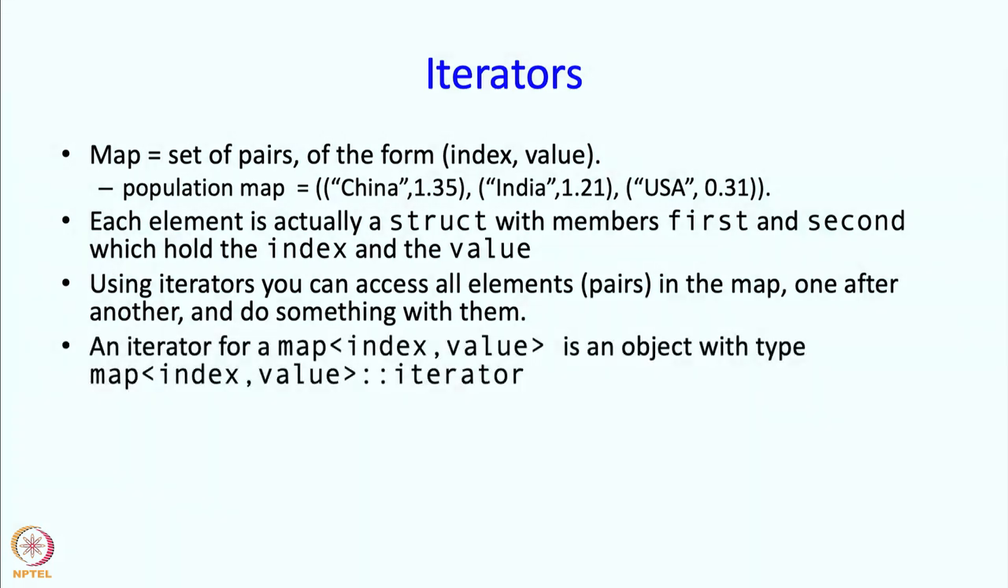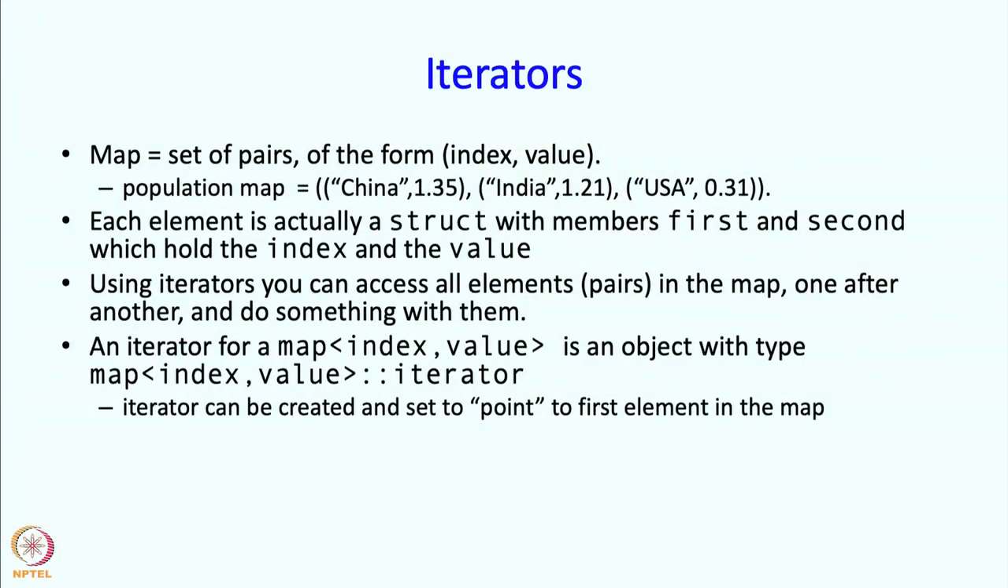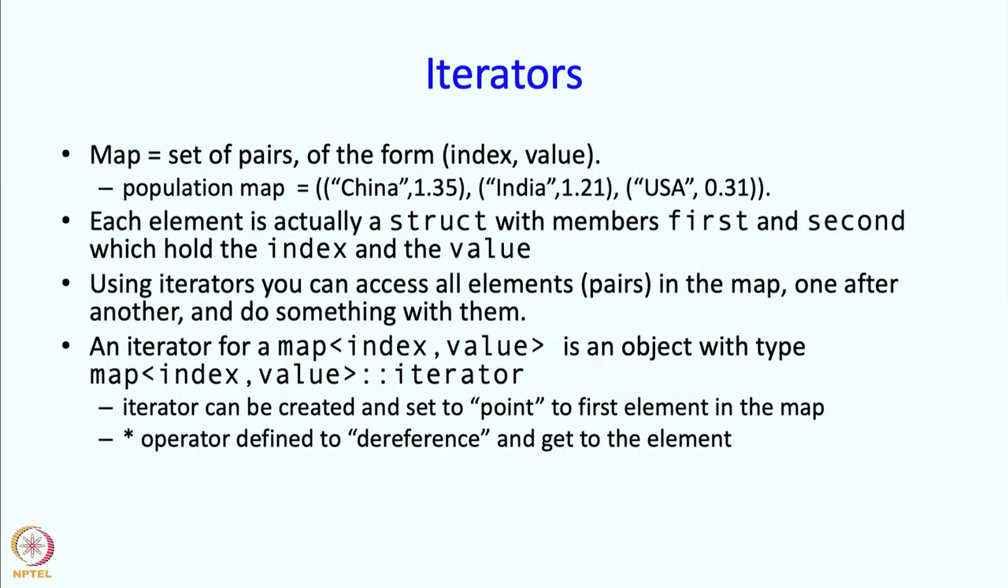So an iterator for a map going from type index to type value is an object of type map index value :: iterator. So this iterator also has a type, and this type is this complicated looking thing. All right. Iterators can be created, and they can be set to point to the first element in the map. I said earlier that an iterator is like a pointer. So when I create an iterator, I can set it to point to the first element in the map. And then the dereferencing operator, the star operator, is defined, and you can use it to get the element that this iterator is actually pointing to.